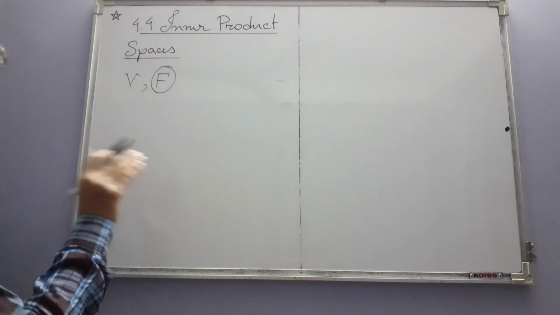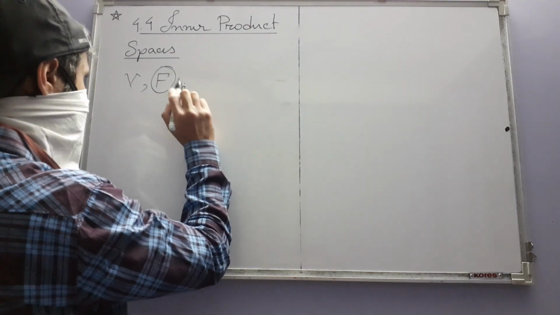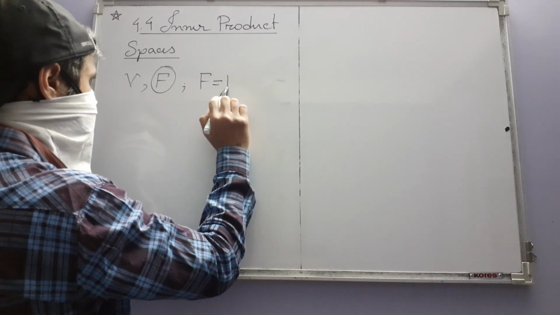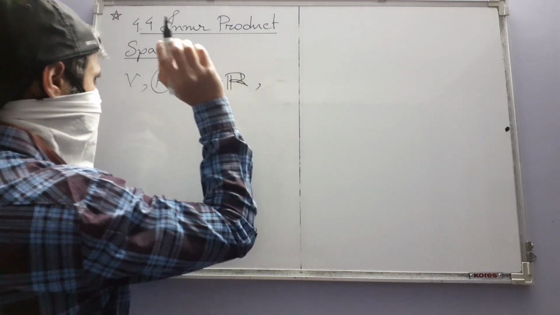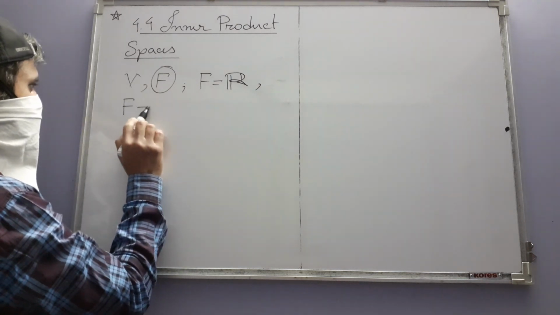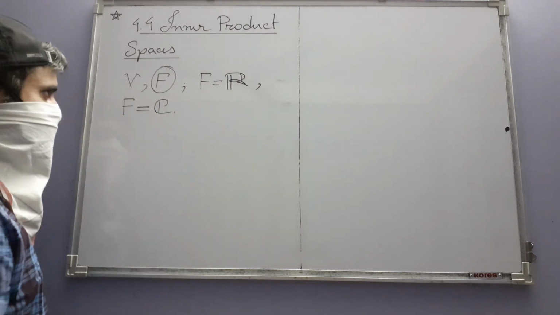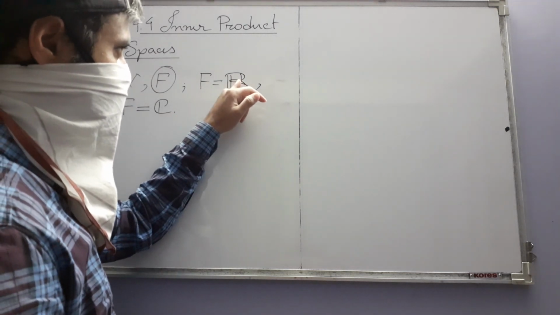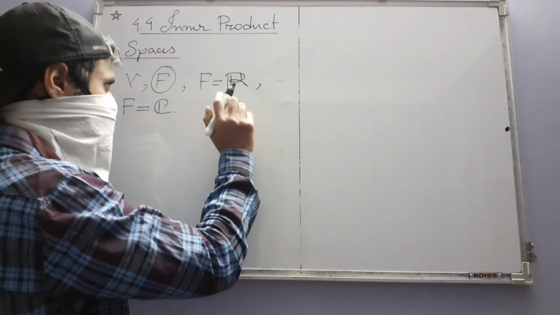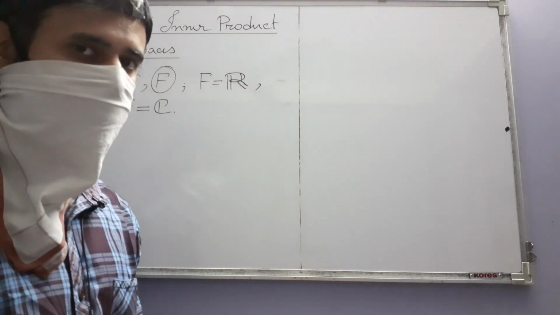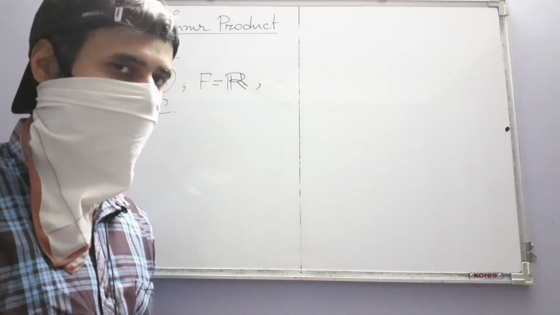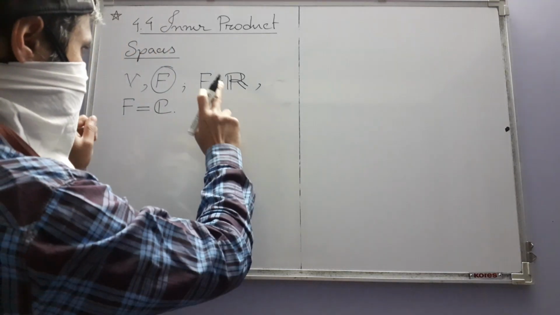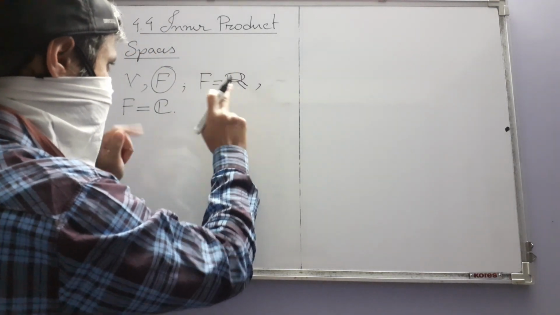But now in this section, we are going to restrict ourselves to these two cases. That is, for us, F is going to be either the field of real numbers or the field of complex numbers. So we are no longer going to consider vector spaces over arbitrary fields, but our fields will be either this or this.